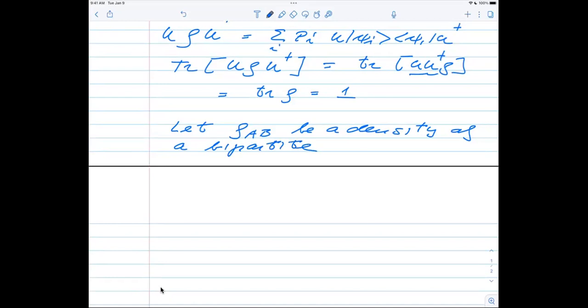So in our case, we have picked the system A and system B, and this is now a density matrix of a bipartite system, which is spanned by two Hilbert spaces, given by the tensor product of the Hilbert space A with the Hilbert space B.